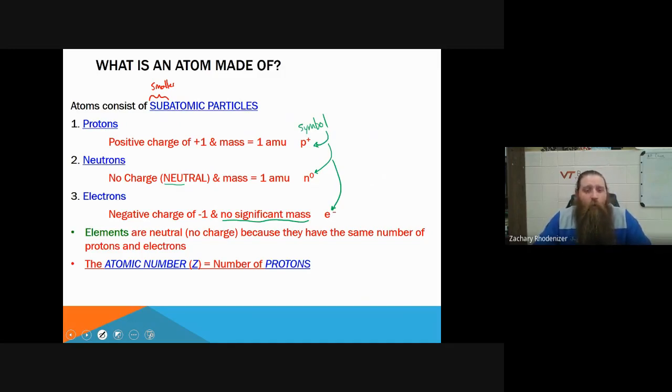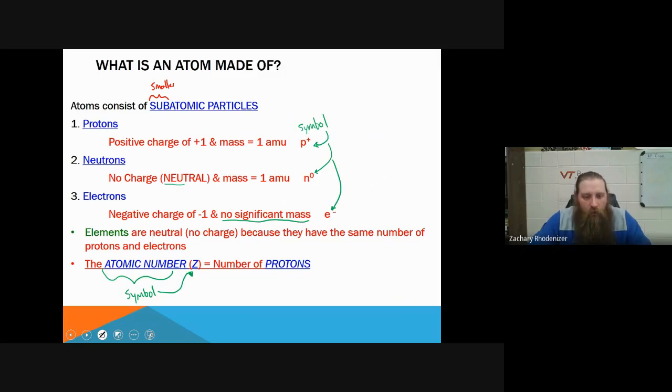Elements, anytime you say the word element, you are implying that it is a neutral atom, because elements always have the same number of protons and electrons. It's a definition kind of thing. The atomic number, the symbol for atomic number is Z, all right, is the number of protons in the atom.